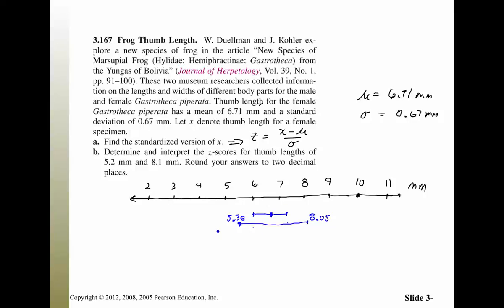And then the last range? 4.7, and 8 point. Significance of that range? Virtually all the data, except maybe 1%, okay? Almost all the data falls in that range.